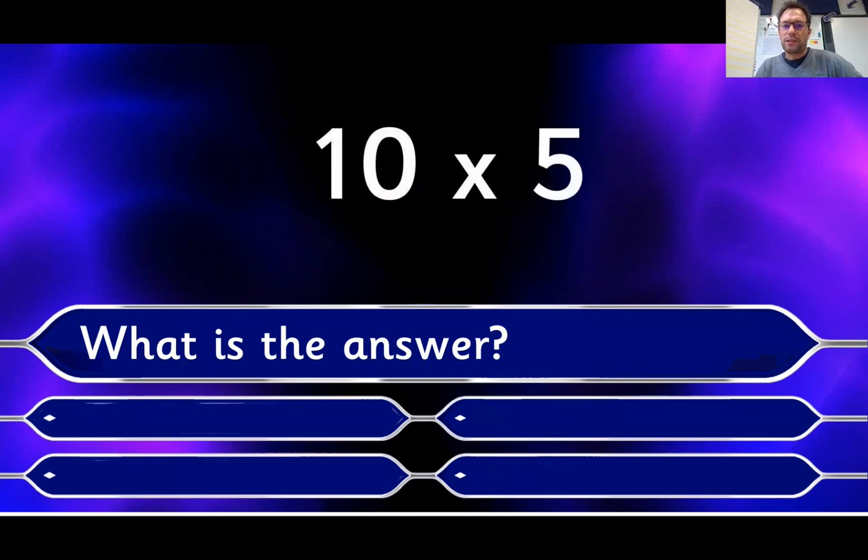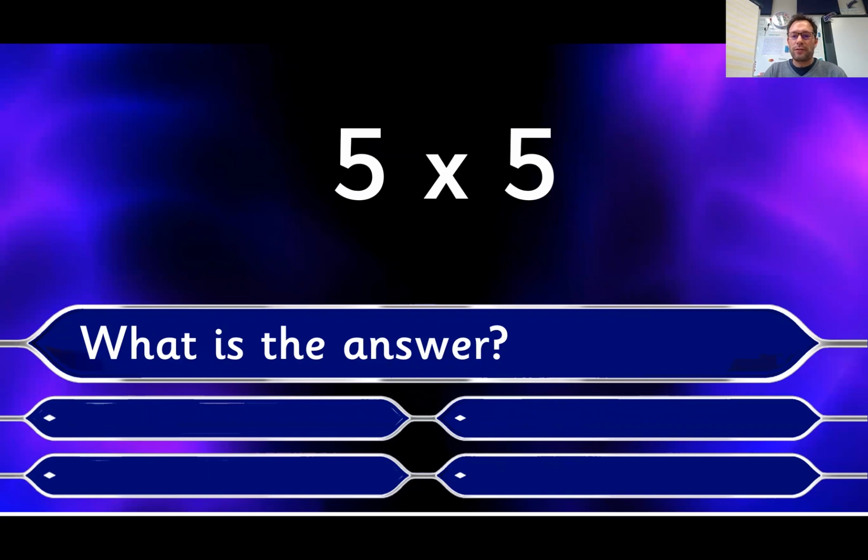Well done if you got it right. On to the next one. 10 times 5. What is the answer? Is it A, 15, B, 50, C, 5, or D, 105? Jot down your answer. And the answer is 50. 10 fives are 50.